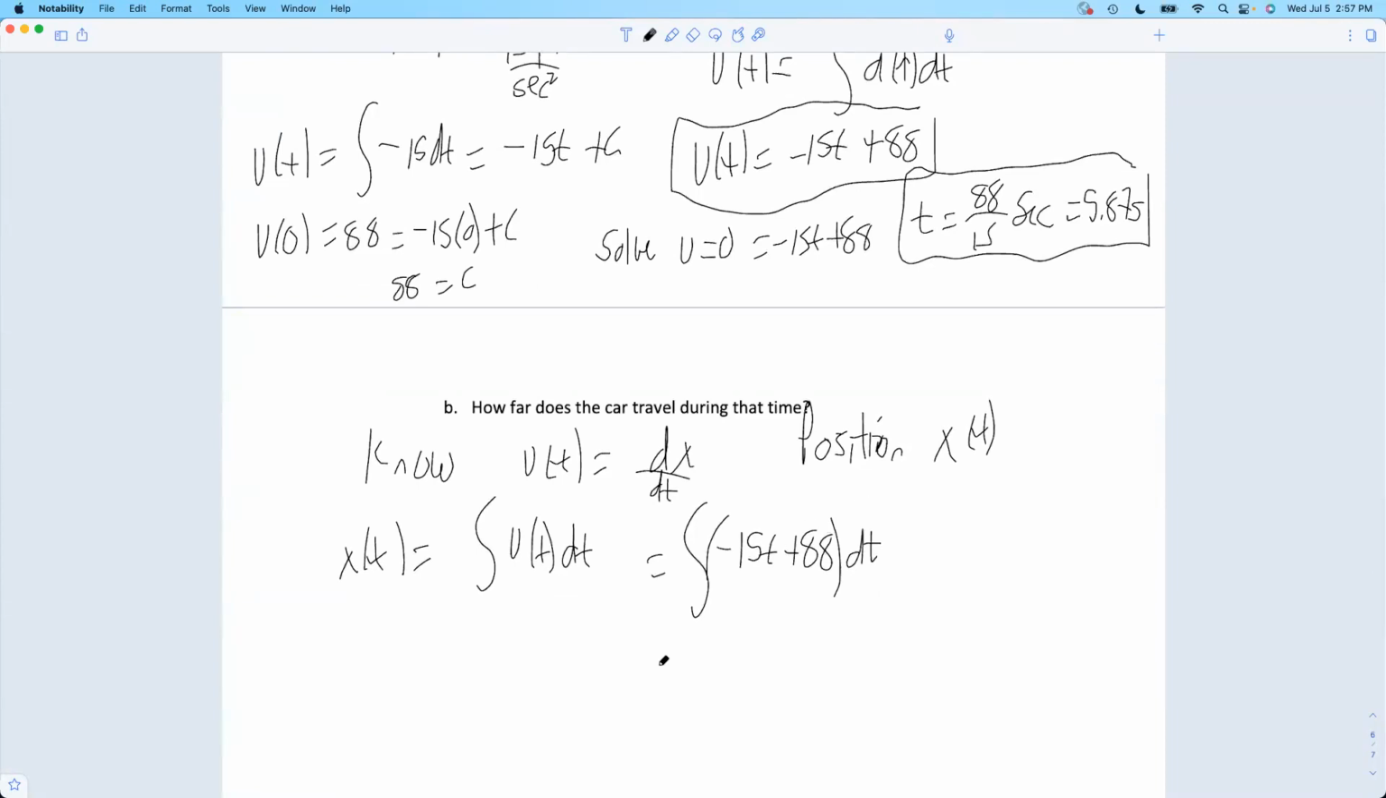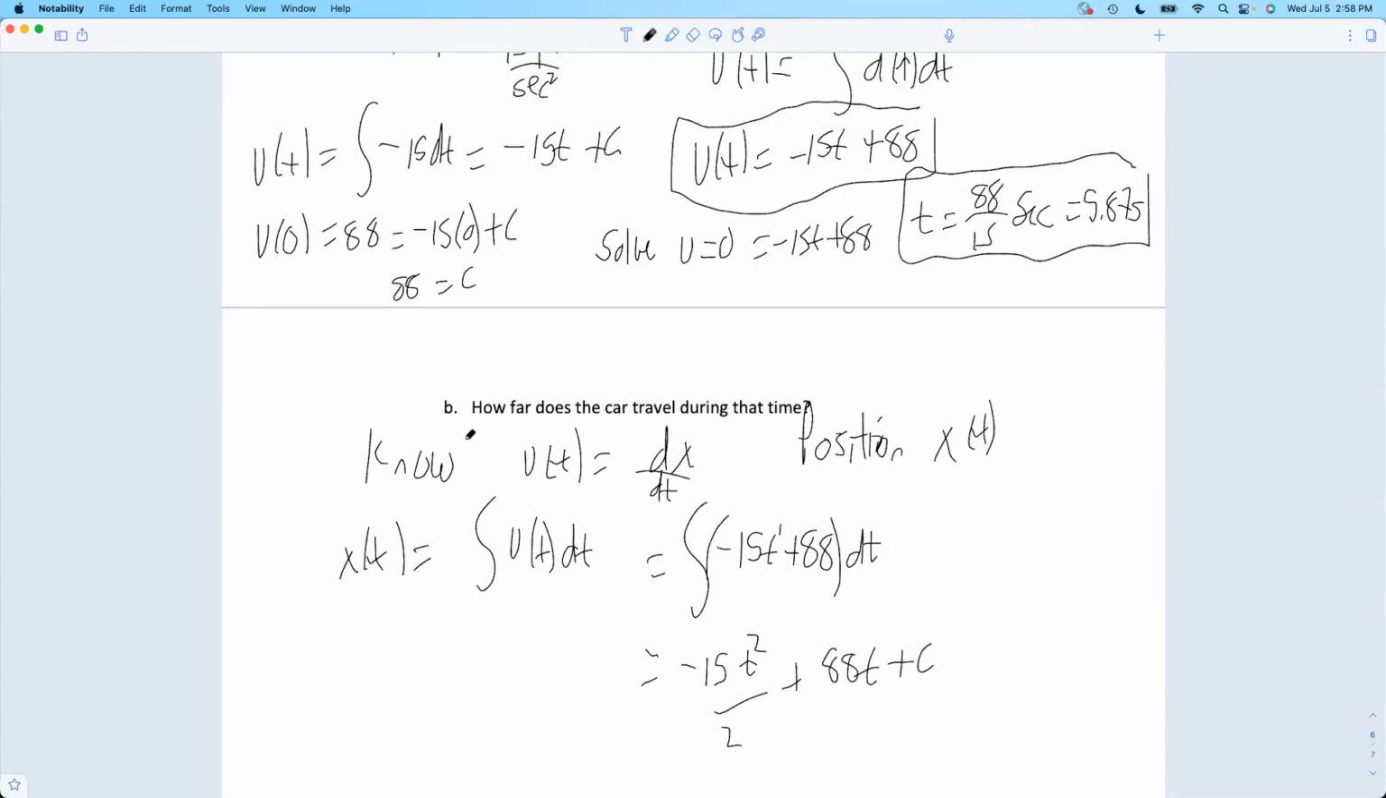Okay, let's take the antiderivative here. The -15 comes along for the ride. Antiderivative with respect to t of t, that's t to the first, right? So that exponent's going to go up by 1, divide by the new exponent. Antiderivative of a constant, you just pick up your variable. Think backwards here. What's the derivative of 88t with respect to t? 88 plus c.